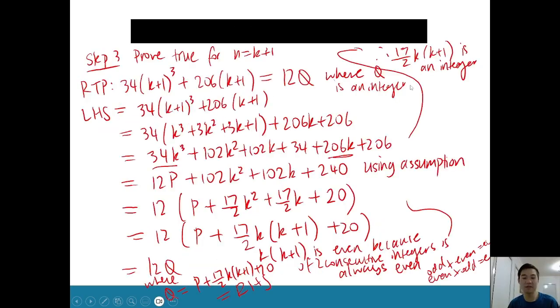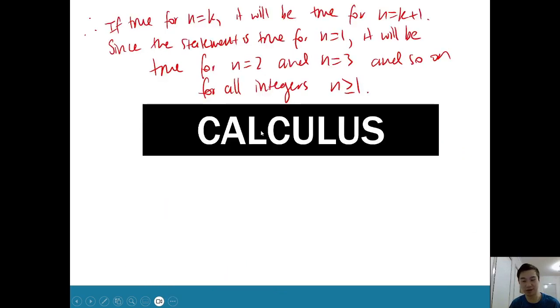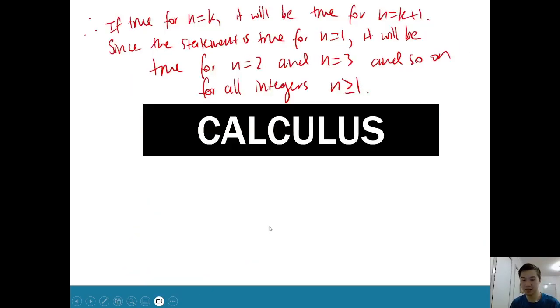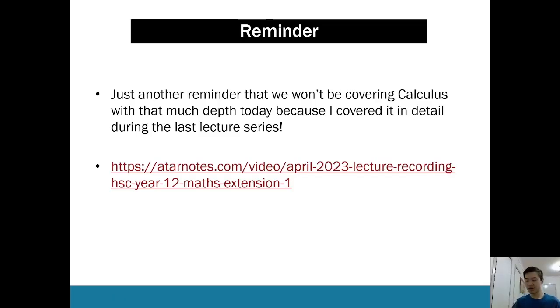So yeah, you can see it's a bit harder than your usual ones. Not only did we have to use Pascal's triangle to expand that using your knowledge of binomial expansions, but also you had to think creatively here in order to illustrate why this thing is still an integer. Okay, so that was our revision on mathematical induction.